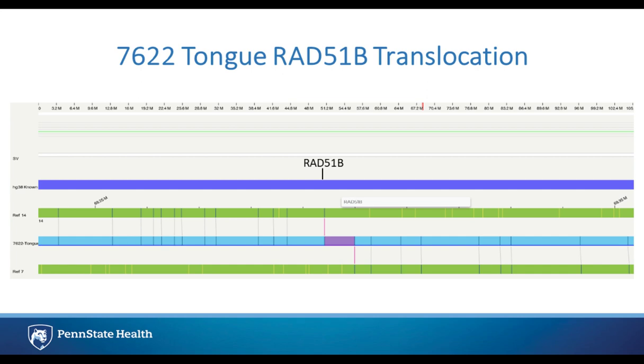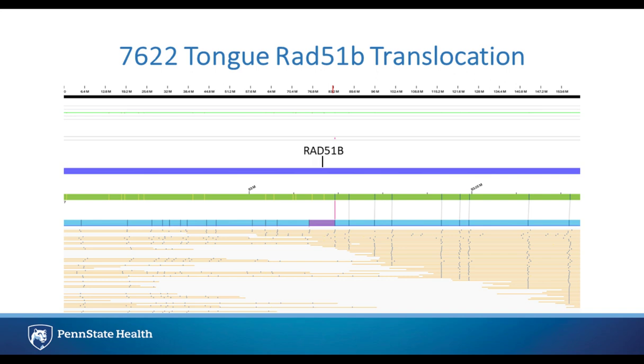We go now to the RAD51B translocation. You can see similar here, chromosome 14 and chromosome 7 is this translocation event for this tongue cancer. You're also able to view the individual digital molecules themselves to see how they support the structural variant. All these yellow lines on the bottom here are individual digital molecules, and you can see that there are a number of them that span this region between these two different chromosomes, supporting this translocation call.